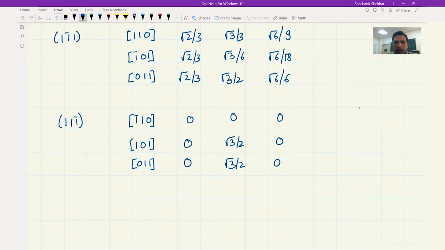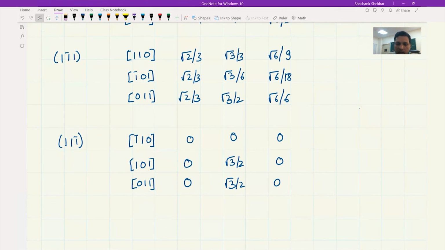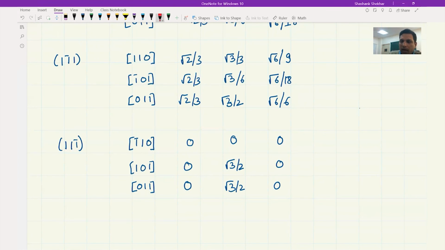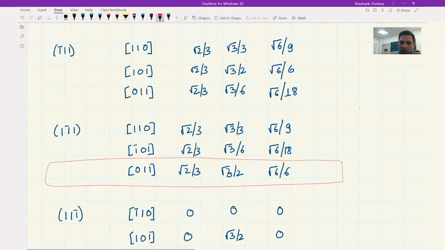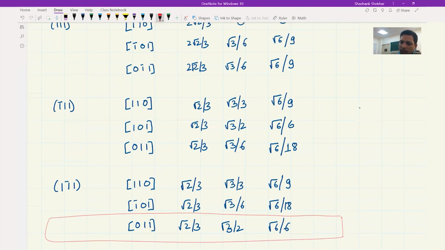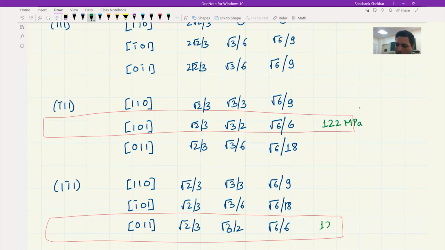So these are the lowest Schmidt factor. And certainly we are not interested in this, which is the highest Schmidt factor that we see over here. And you would see that this value is highest. Similarly, we get another root 6 by 6, which is this. So these are the slip systems where the Schmidt values are highest, which would mean that the yield strength value would be lowest. And if you calculate, what you would see is that 122 megapascal.